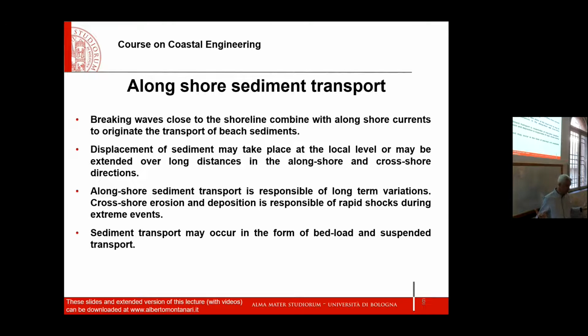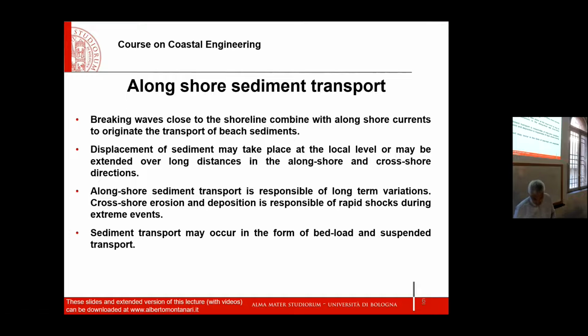It's clear because the bed load can be stopped just by placing obstacles, like walls, close to the sea bottom. The suspended sediment transport, in order to stop it, you have to put some obstacles that are emerging from water, like breakwaters, like groins. We will see what they are, okay?